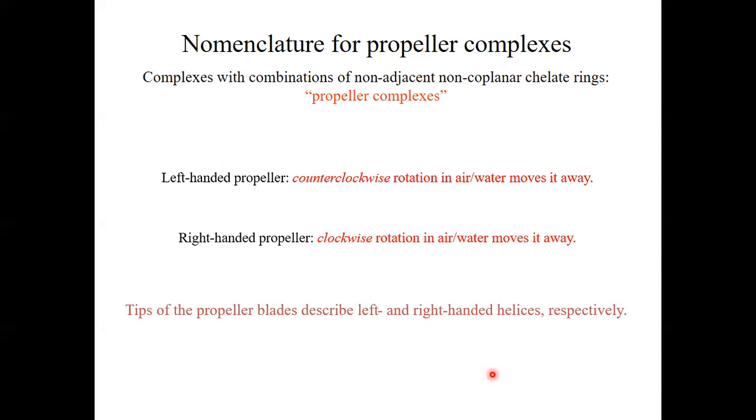So a right-handed helix rotates clockwise through space. So the propeller blades would produce a clockwise spiral, and a left-handed propeller would produce an anti-clockwise spiral as it would move through the medium.